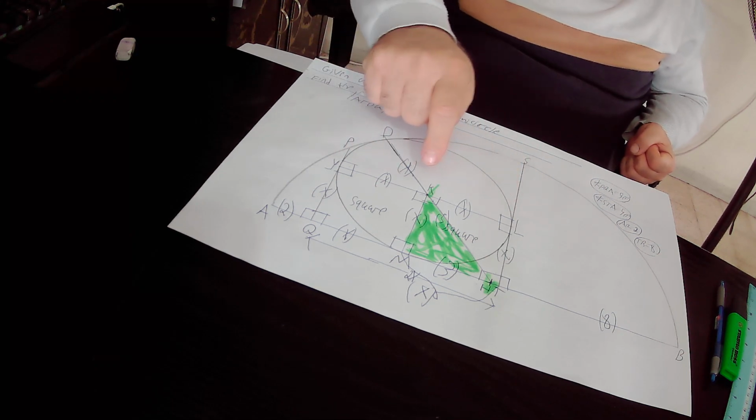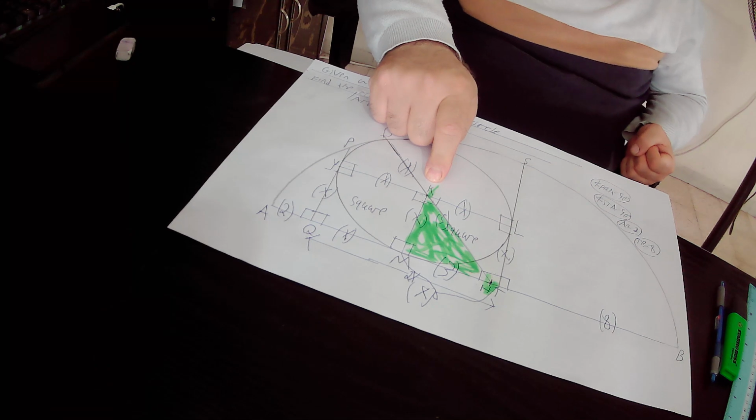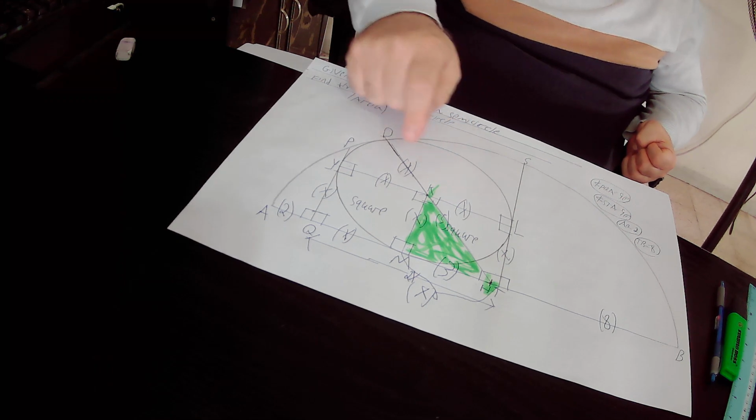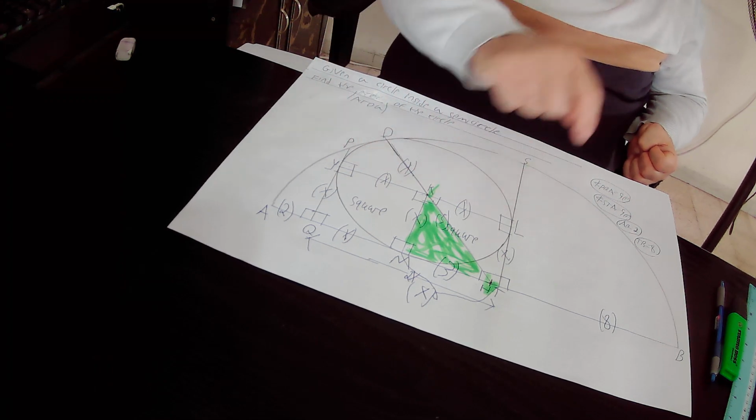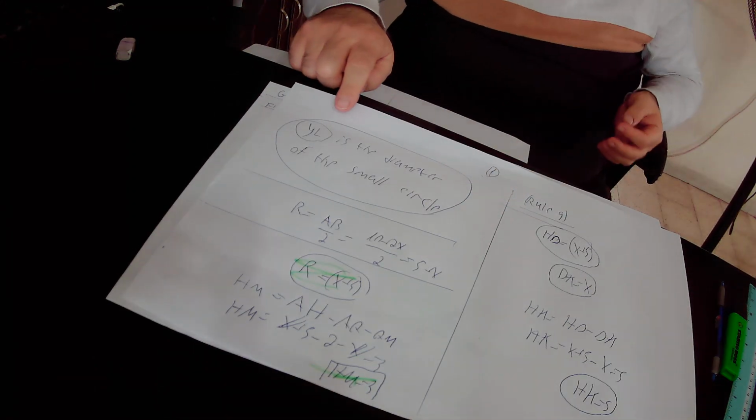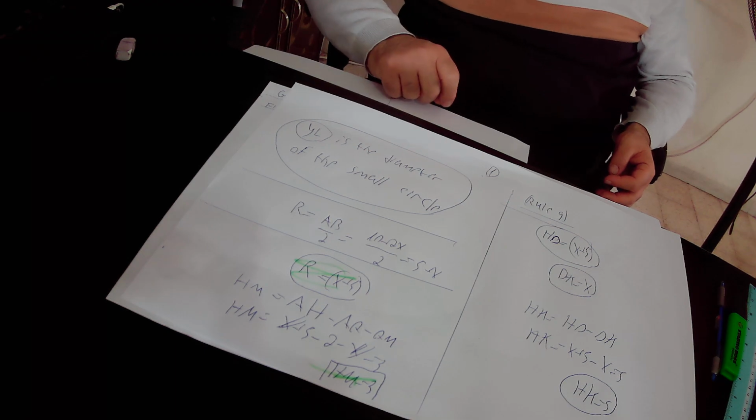YL is a chord that passes through point K, that is the center of this small circle, and we know that any chord that passes through the center of the circle must be the diameter. Therefore, YL is the diameter of this small circle. I repeat again, we shall find out in conclusion that YL is the diameter of the small circle. Okay?